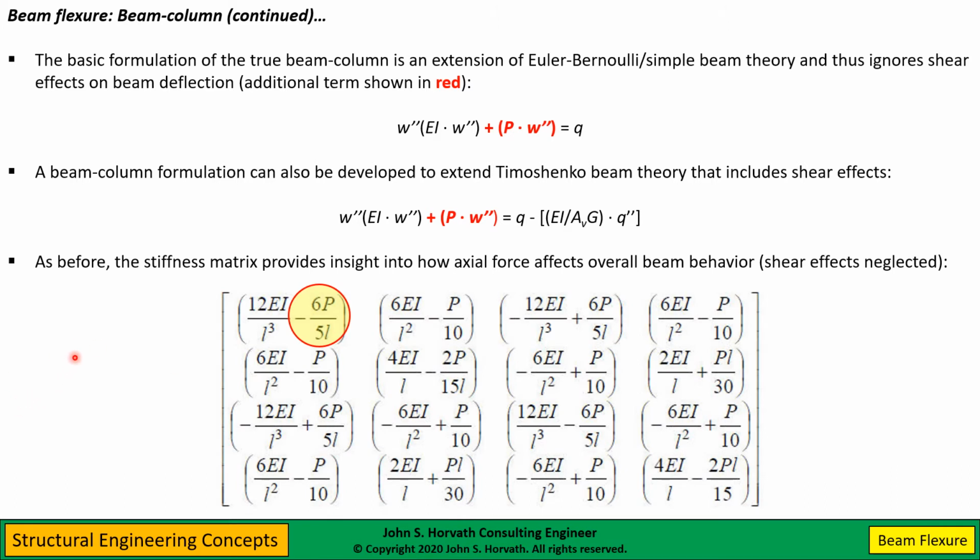And again, I think the stiffness matrix is the most powerful way to see how the beam column effects are incorporated. I've highlighted the additional term here. This is the simple beam stiffness matrix, just keeping it simple here. This is the additional term. Again, keep in mind that the axial forces are positive in compression.